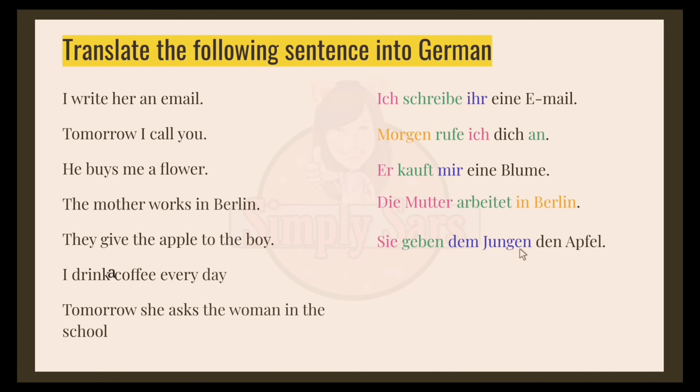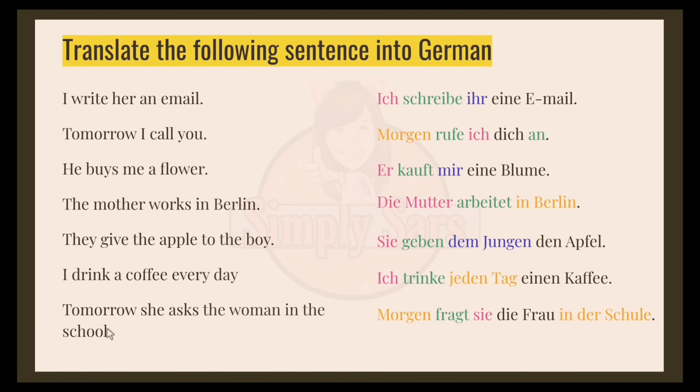Okay? Next, I drink coffee every day. Ich trinke, ano ang iniinom ko? Einen Kaffee. So, accusative form ng Kaffee is einen Kaffee. Okay? And jeden Tag. And then, tomorrow, she asked the woman in the school, okay? Medyo barok siya pero naiintindihan nyo naman siya. Para lang mapasok ko lahat ng time, location, and then verb, and then subject with the accusative form.